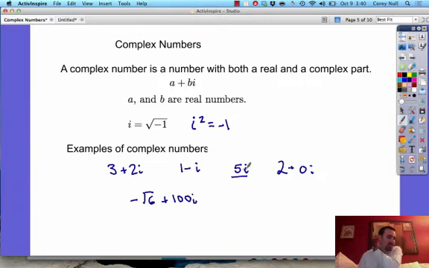Now it's kind of weird because every complex number has a plus or a minus inside of it. That's okay. But this entire thing is called that whole complex number. It's not two numbers, it's one. This entire thing is a complex number. Okay?